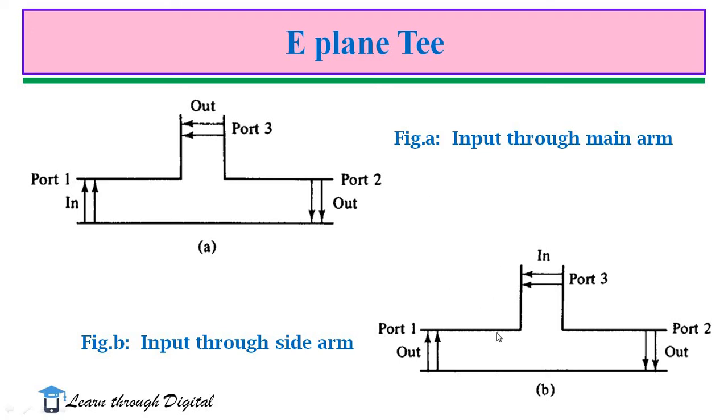Figure B illustrates the case when input is fed at the side arm. Suppose input is given at port 3, the output will appear at port 1 and 2. The magnitudes of the outputs at port 1 and 2 are the same but of opposite phase. There is a 180-degree phase difference between the waves at port 1 and 2. These are the two ways of transmission in the E-plane T junction.